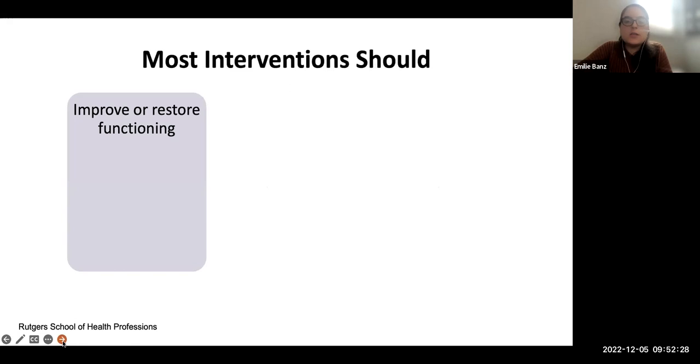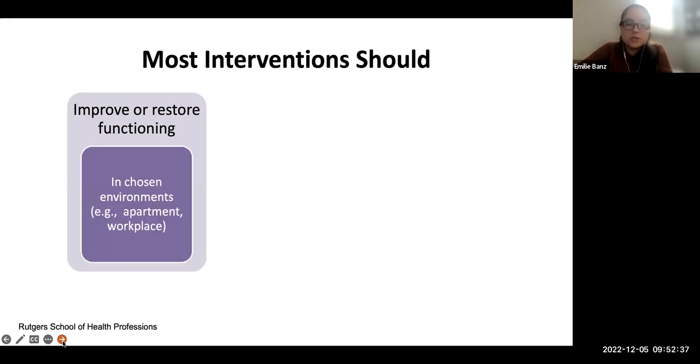When thinking of interventions, additionally, you want to make sure that the interventions that you're developing on the ISP are around improving or restoring functioning, right? So really thinking about specifically those chosen environments, like an apartment or a workplace, especially when we're thinking about skills teaching. I'm going to talk about this a little bit later, but I'm going to highlight it now. When you're teaching a skill, you want to make sure that you're teaching the skill in the environment in which the person's going to be using that skill. And I'm going to tell you why.